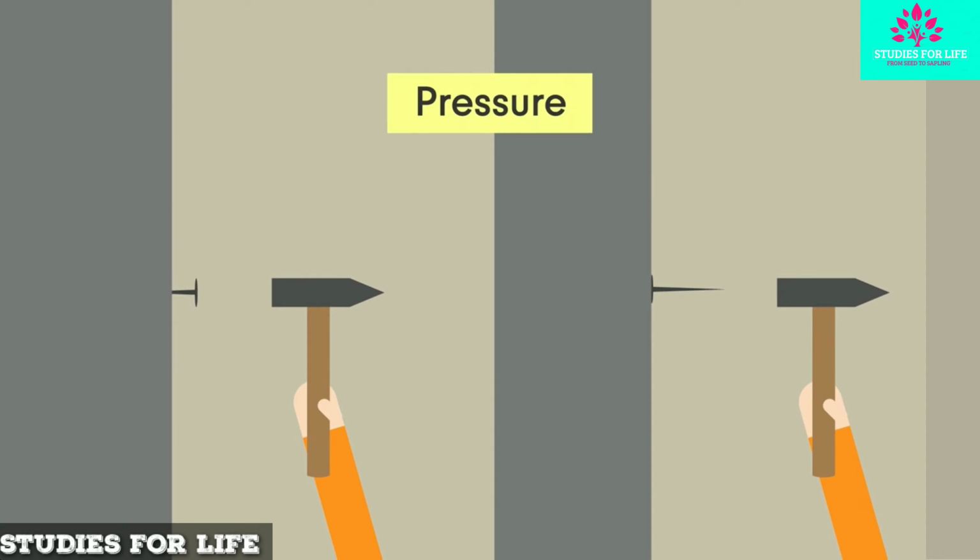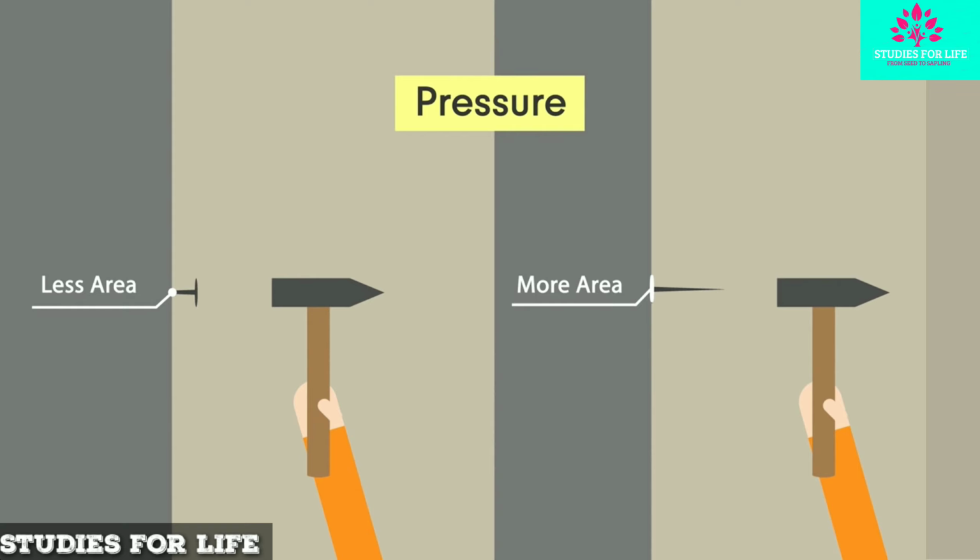The reason is that the pressure applied by the tip of the nail on the wall is more than the pressure applied by the nail's flat surface. But the question is why? First, notice that the area of the tip of the nail is very less as compared to the area of its flat surface. This tells us that the area of the surface on which the force is applied matters.